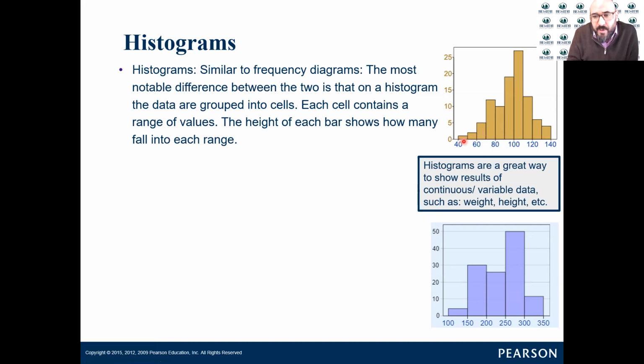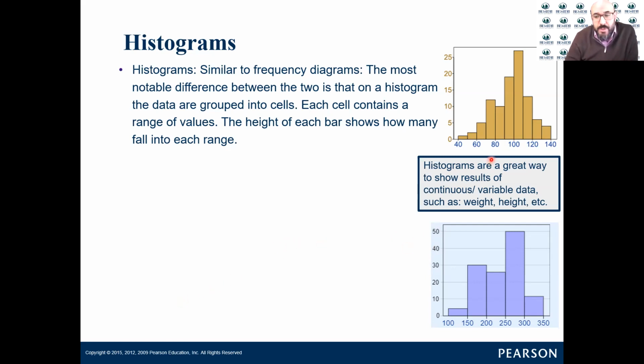So from 40 to 50, that would be maybe two. From 50 to 60, that would be three. 60 to 70, that would be 5. 70 to 80 would be around 12 or 13. So this is the only difference between the frequency diagram and the histogram: the data in the histogram is divided into categories, groups. Each cell contains a range of values. The height of each bar shows how many fall into each range.